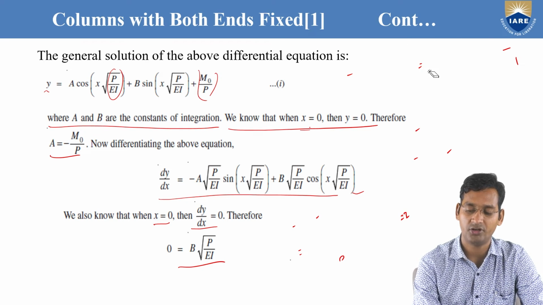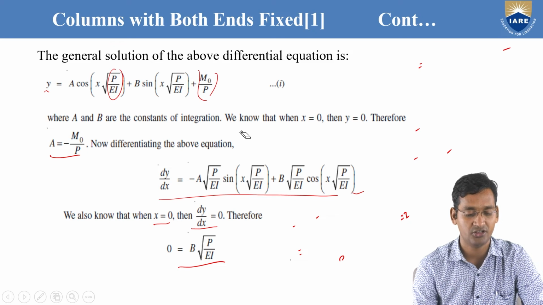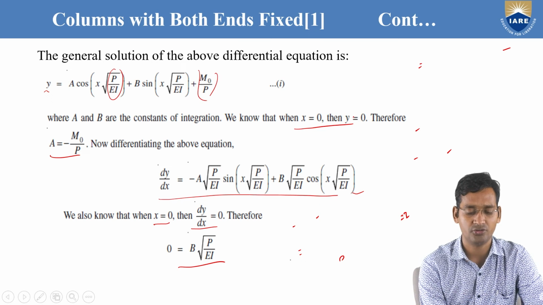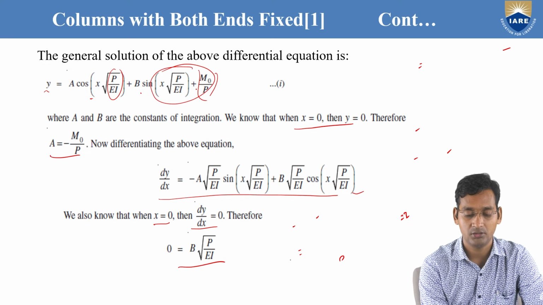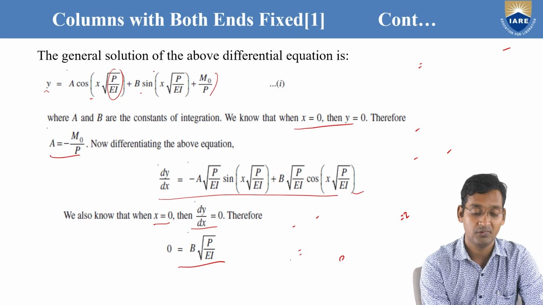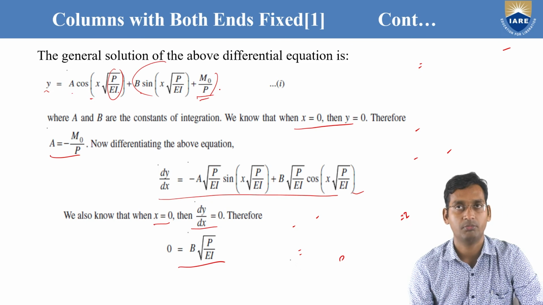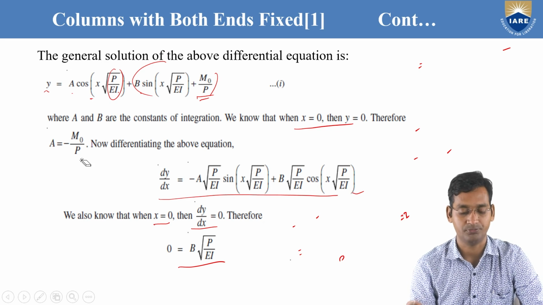Now after the general solution, what you have to do is apply the boundary conditions. The first boundary condition is at x equals 0, y equals 0. Substitute the value. After substituting, this term will be 0 because sine is there, and after putting 0, cosine will be 1. So A equals minus P minus M naught by P, so A equals minus M naught by P.